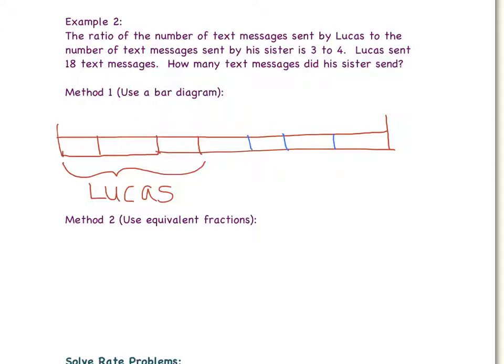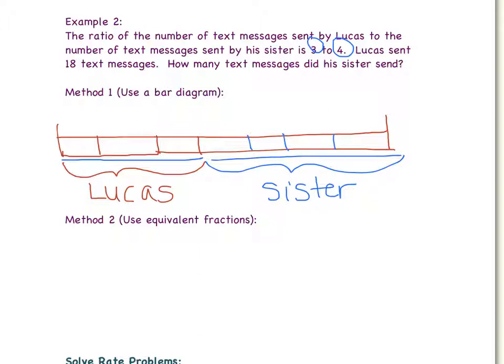Okay, now again, my drawing is not perfect. Each of these sections is supposed to be equal. So this right here, those are 4 sections, and this is for his sister. And again, the reason we did this is because the ratio given in our problem said the text messages sent by Lucas compared to his sister was 3 to 4. So Lucas is going to need 3 sections, which are these 3 right here, and his sister is going to need 4 sections, which is this part right here.